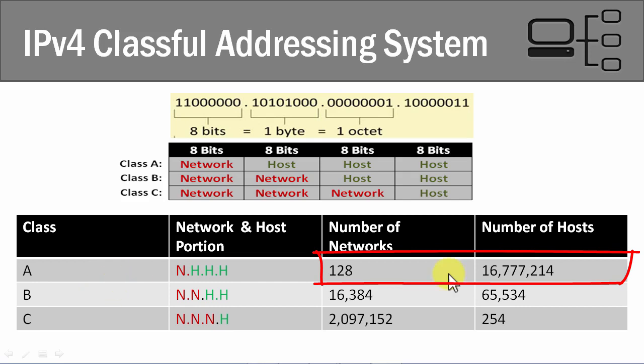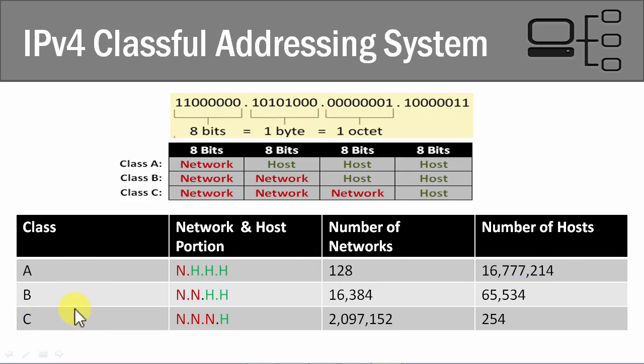And for each one of those class A networks, you could have a total of roughly 16.7 million hosts on each network. And so what they would do is they would give out class A, class B, and class C networks to different organizations that needed them. So you'd have to register and request one.